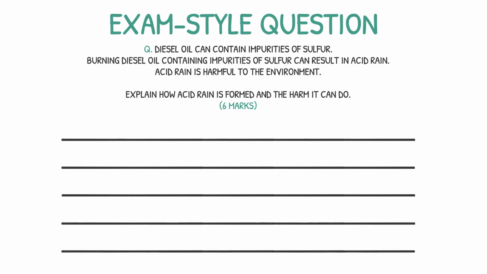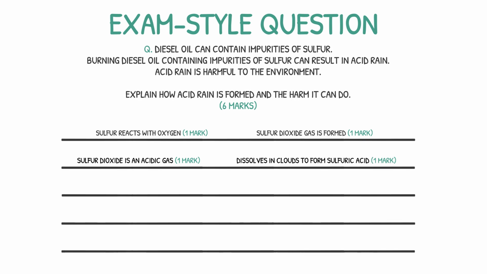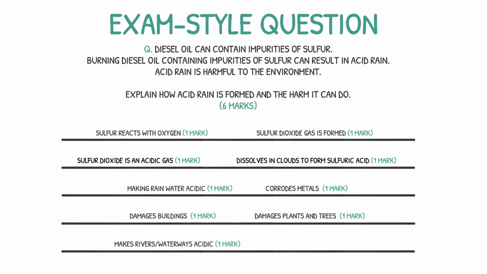Acid rain is formed when the sulfur impurities in the diesel oil react with oxygen, in turn forming sulfur dioxide. Sulfur dioxide is an acidic gas, which dissolves into rain clouds to form sulfuric acid. The presence of sulfuric acid in the clouds then makes the rainwater acidic. This acidic rain corrodes metals, damages buildings, plants, trees, makes rivers and waterways acidic, which causes the death of fish and other water life.